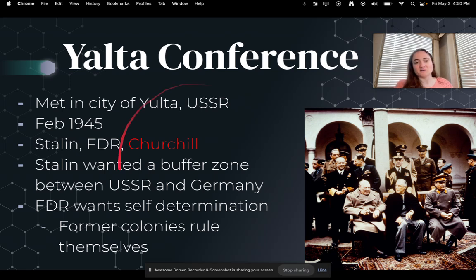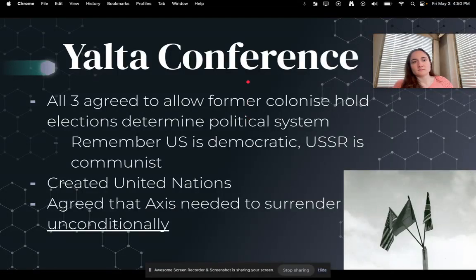And FDR wants self-determination, which means that former colonies would choose the government that they want for their new freedom. So at the Yalta Conference, all three agreed to allow former colonies to hold elections to determine the political system that the people want. Remember, again, the U.S. is democratic. USSR, Russia, the Soviet Union is communist. During the Yalta Conference, they also created the United Nations and the agreement that the Axis needed to surrender unconditionally.